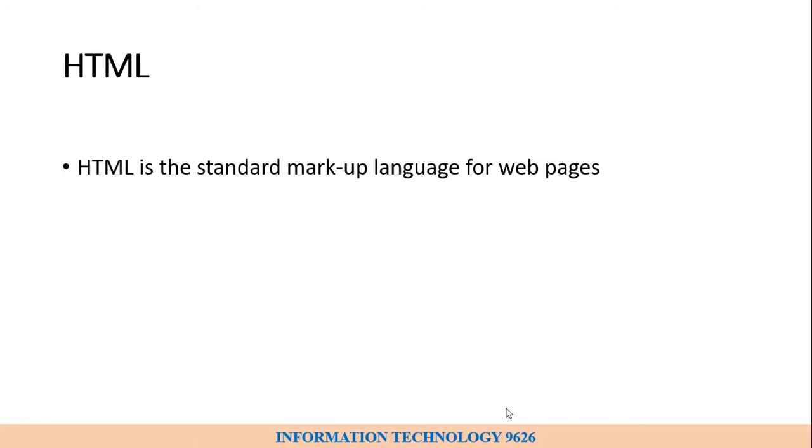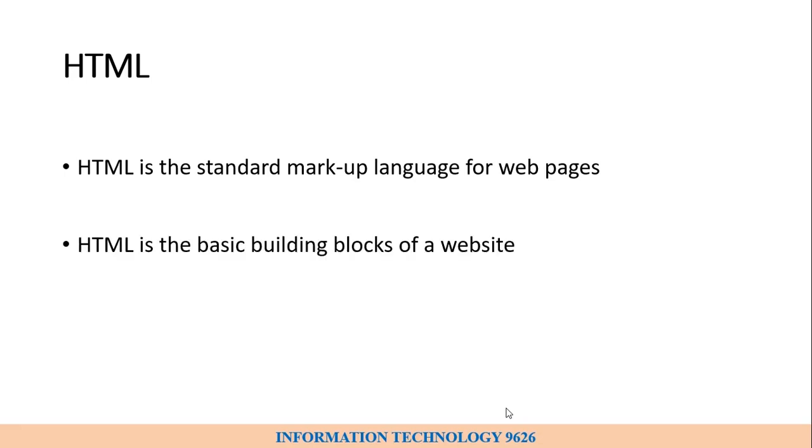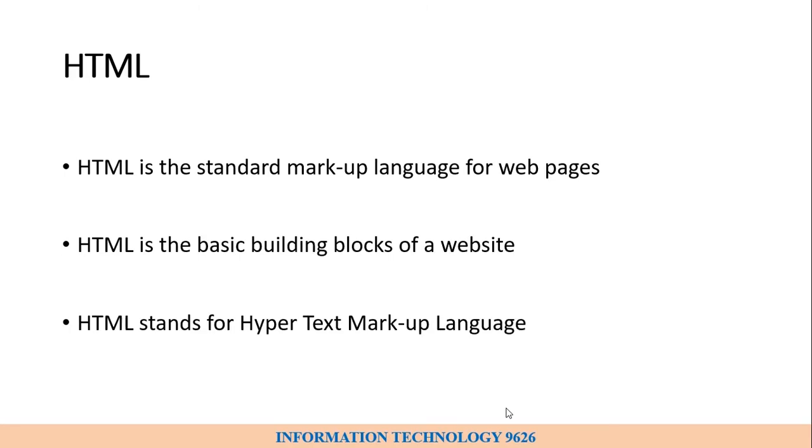HTML is a standard markup language for web pages. A markup language is different from a programming language as it is used to create a structure and present information rather than decision making or adding interactivity to web pages. HTML forms a basic building block of a website and it stands for Hypertext Markup Language. So, by the end of this tutorial, you will understand the structure of HTML.